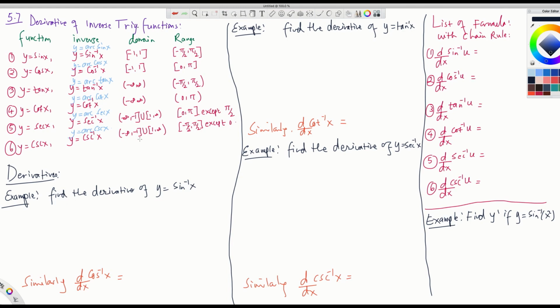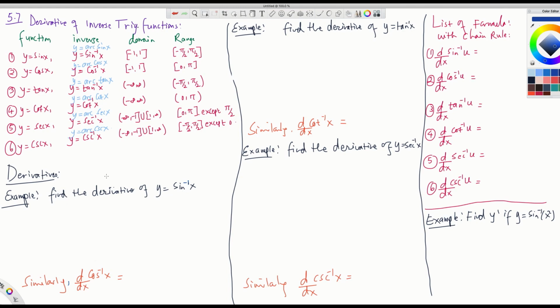In this class, though, we'll try to find the derivative of these inverse functions. For convenience, I want to use the -1 exponent for the inverse instead of arc, but you can write arc sine x, that's perfectly fine. So I want to find the derivative of y equals sine inverse x. I want to find y prime.